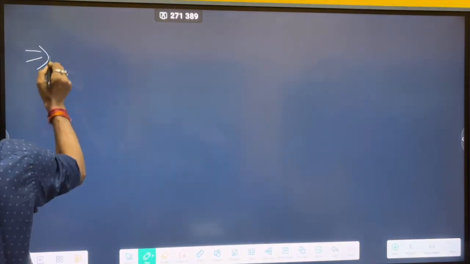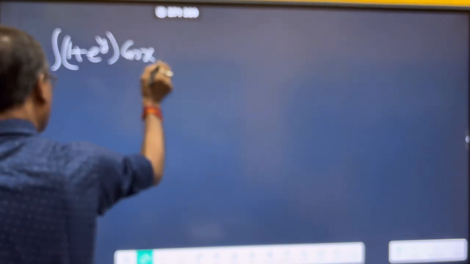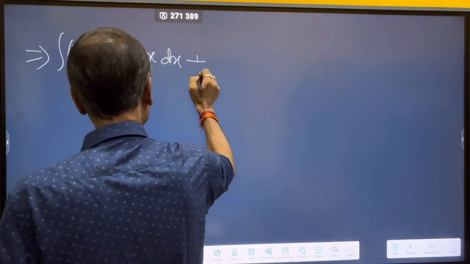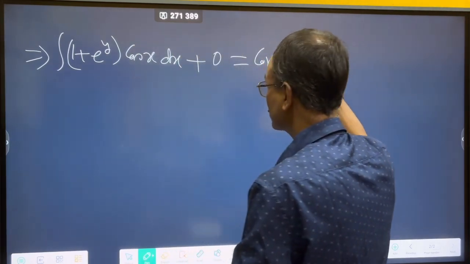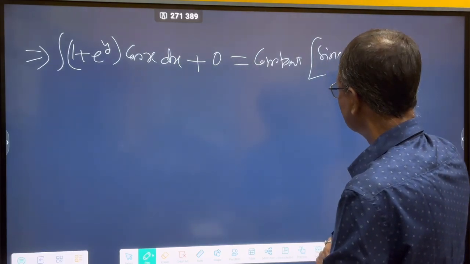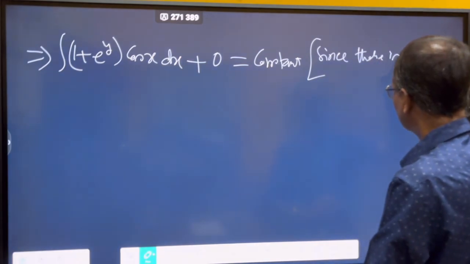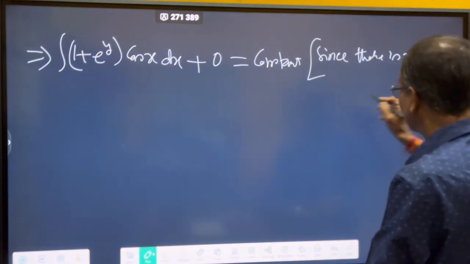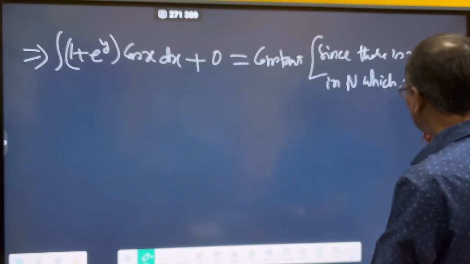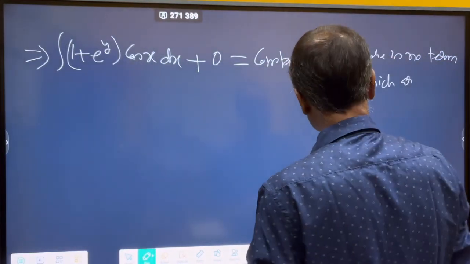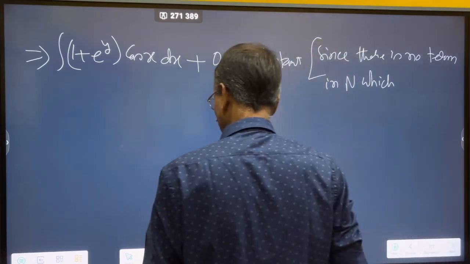This means integral (1 plus e to the power y cos x) dx plus 0 equal to constant, since there is no term in N which is free from x. There is no term which is free from x. You may write which is free from x, or which does not contain x.